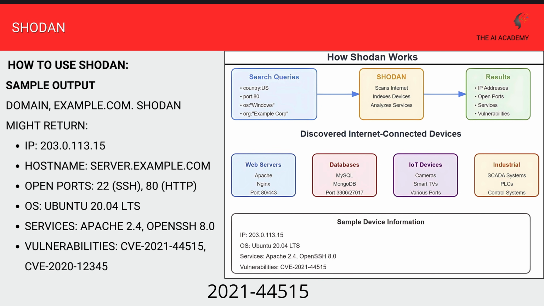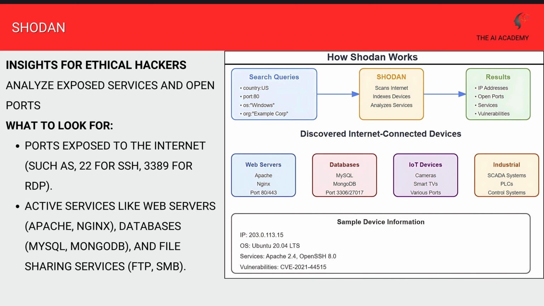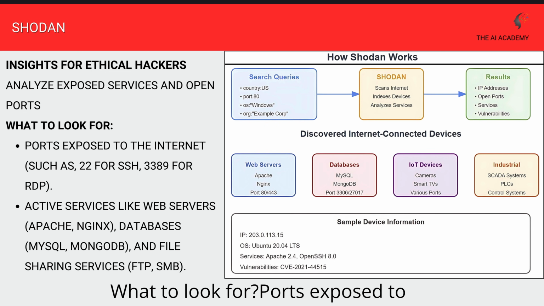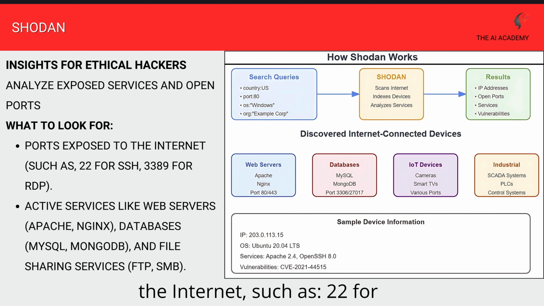Vulnerabilities: CVE-2021-44515, CVE-2020-12345. Insights for ethical hackers are like: analyze exposed services and open ports. What to look for: ports exposed to the Internet, such as 22 for SSH and 3389 for RDP. Active services like web servers, Apache, Nginx, databases, MySQL, MongoDB, and file sharing services, FTP, SMB.